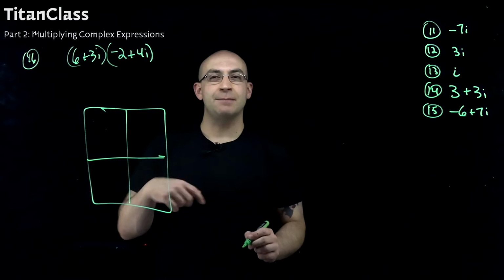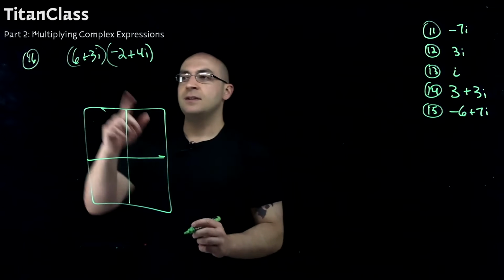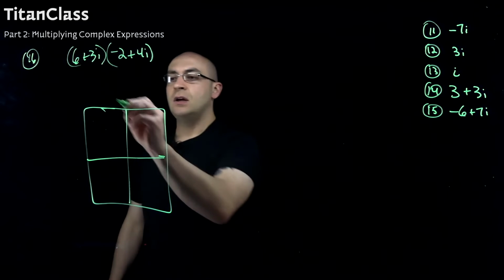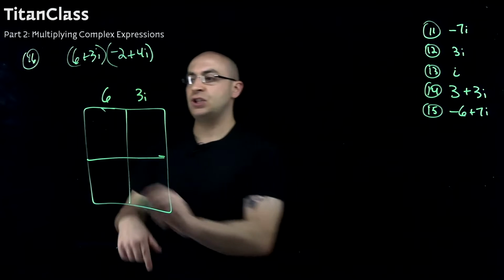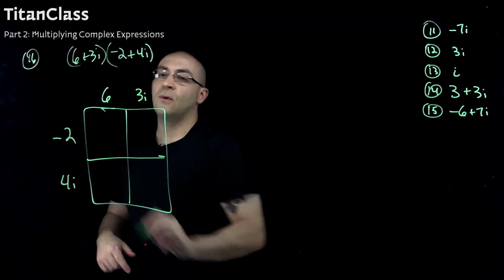And I'm going to keep this up, try to remind me to keep this up and not erase it, okay? So we have our factors. I'm going to put a 6 and a 3i on the tops here, and a negative 2 and 4i here.